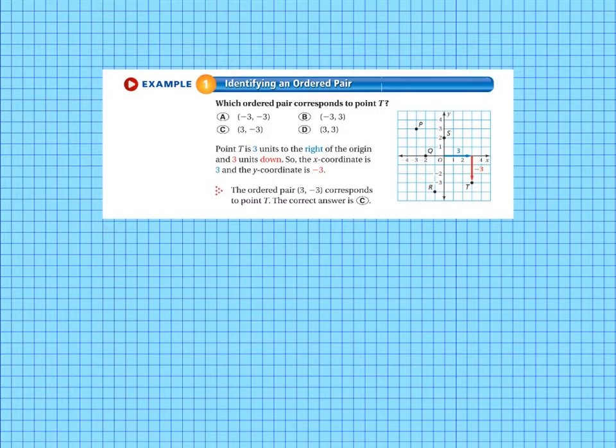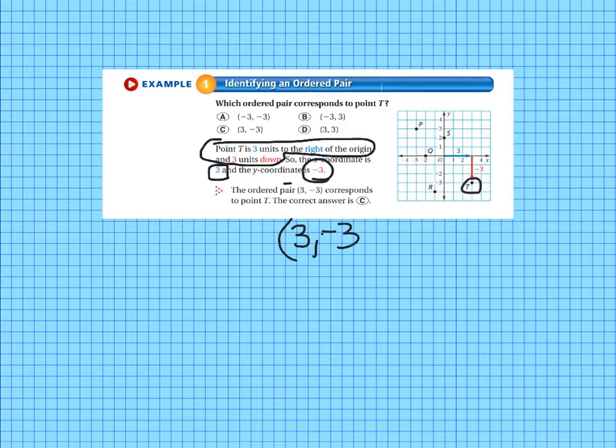So it says point T is 3 units to the right of the origin and 3 units down. So we needed to locate point T and figure that out, didn't we? So point T, we went 3 to the right and 3 down. So the x coordinate is positive 3 and the y coordinate is negative 3. So that means the ordered pair is (3, -3). And you need to be sure you always put parentheses around your ordered pairs, and that corresponds to point T, so the correct answer is C.